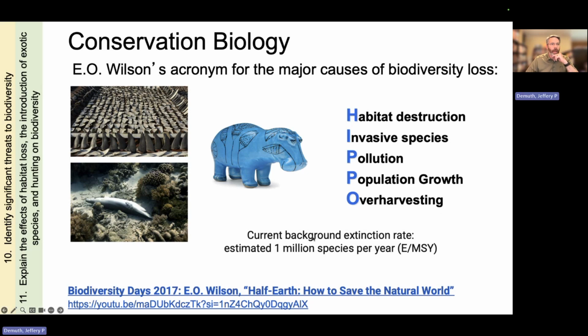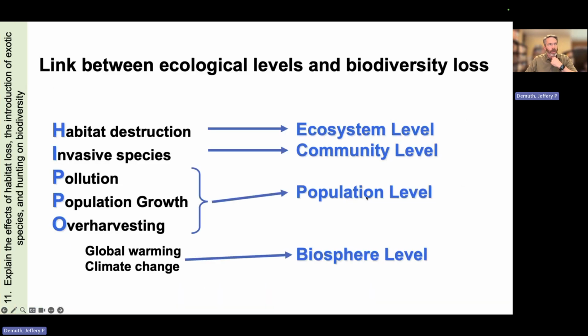The current background extinction rate, I think this is also in the sixth extinction book that you're reading, is about 1 million species per year. Somewhere on that order of magnitude, which is a scary high number. I've linked here a talk. It's pretty long, so I'm not going to play it for you now, but he goes through HIPPO and some of the examples for why these are important concerns when we start to think about conservation biology.